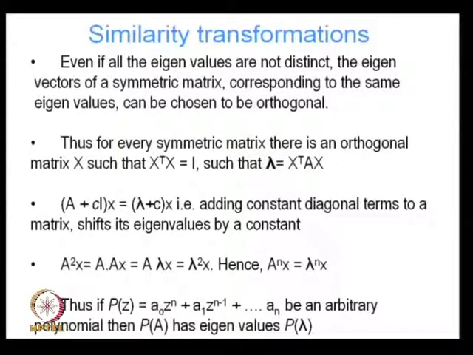Because of this property, if P is a polynomial of the form a0 z to the power n plus a1 z to the power n minus 1 through am, and instead of z, we replace it by the matrix A, then we can see that P of A is going to have eigenvalues P of lambda.